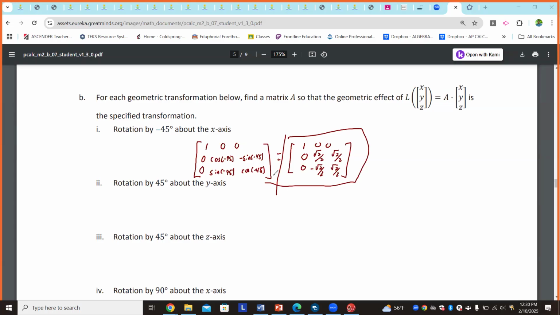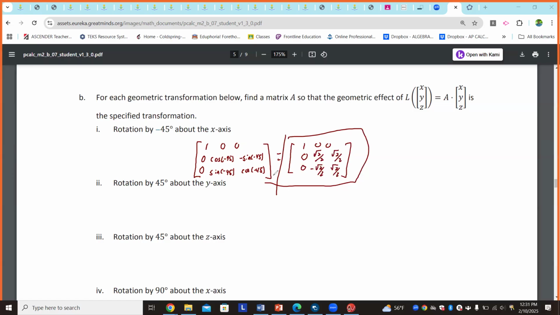If you have to graph it using that program, you would have to turn it into a decimal so that you can actually type it in. Does that make sense? So if I just strictly say, hey, come up with a matrix that has this geometric effect, this is what the answer needs to look like. Go ahead, ask the question, David.